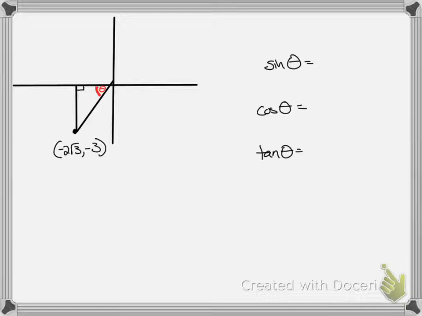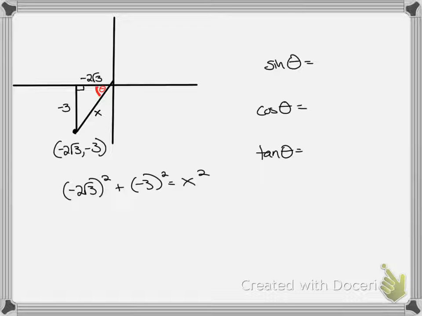Label the sides based on the numbers given. So negative 2 root 3, so negative 2 root 3, and negative 3. We are looking for the third side. Take a minute and set up your Pythagorean theorem to find the hypotenuse of this triangle.